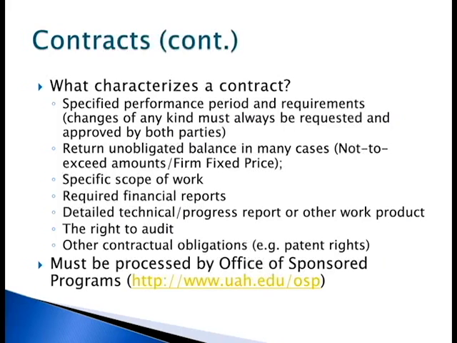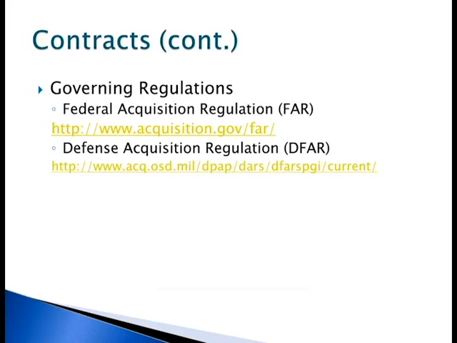There's a very specific scope of work and required financial and technical progress reports as well. And unlike grants, there's usually a specific product or deliverable attached to a contract. Of course, they have the right to audit, and there are other contractual obligations, including patent rights or the title to equipment. Again, these must be processed by the Office of Sponsored Programs. The governing regulations for these are the Federal Acquisition Regulation and Defense Acquisition Regulation.